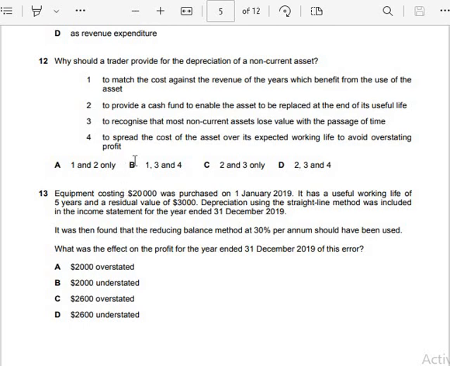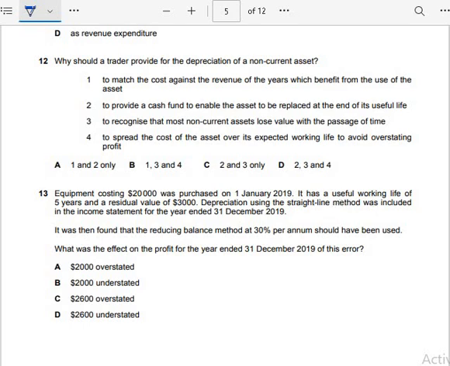Right, this is another question. Why should a trader provide for depreciation of a non-current asset? To match the cost against the revenue of the year which benefits from the use of the asset. This is the proper matching concept, which is correct. And to provide a cash fund to enable the assets to be replaced at the end of the year? No, there's no way depreciation can provide you with funds.